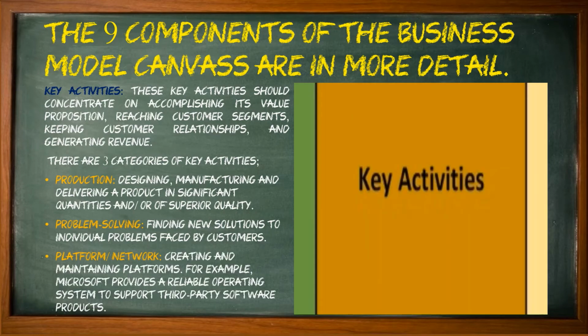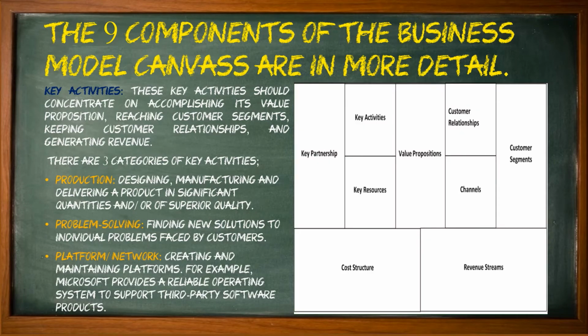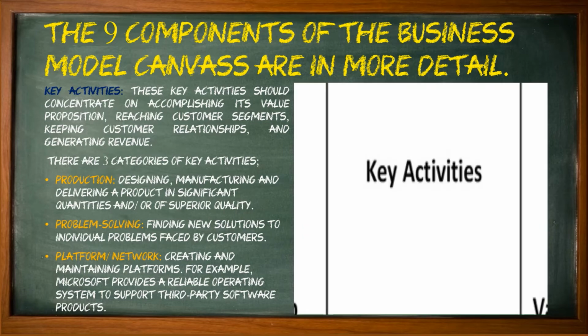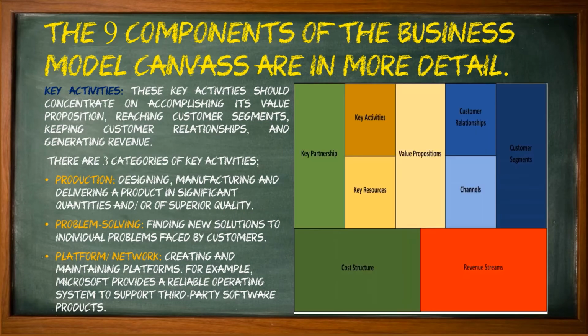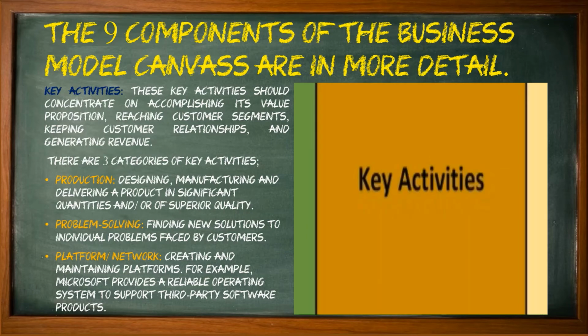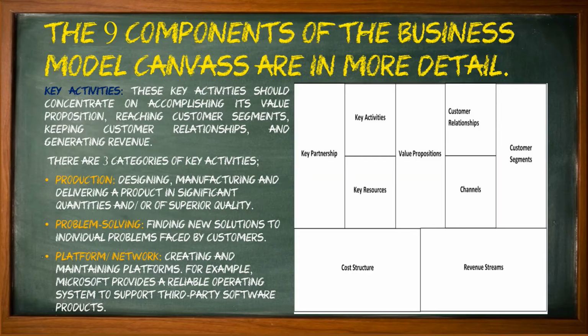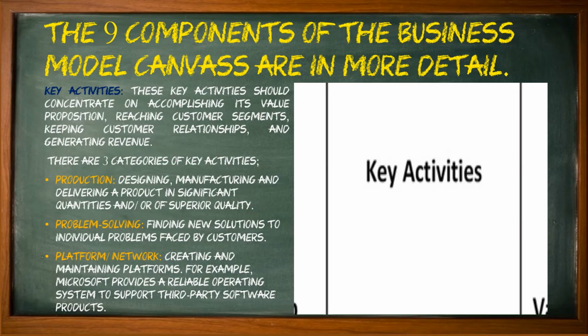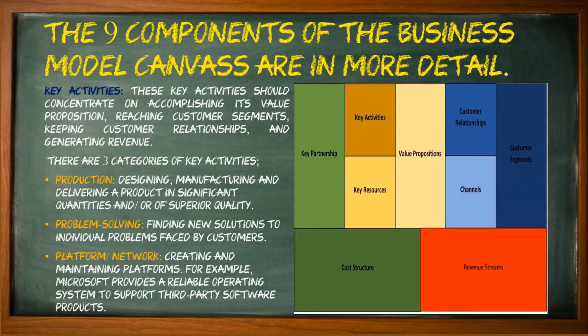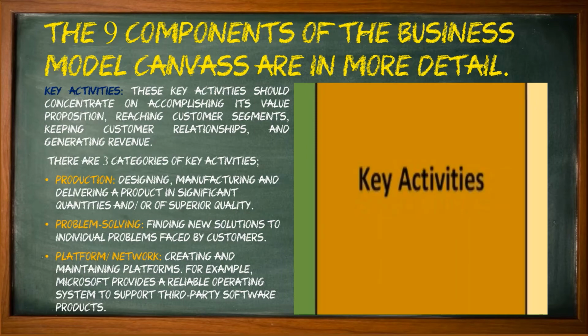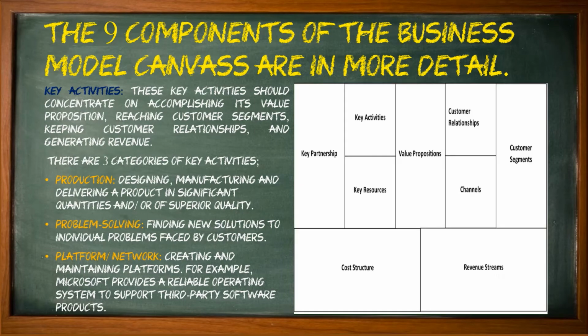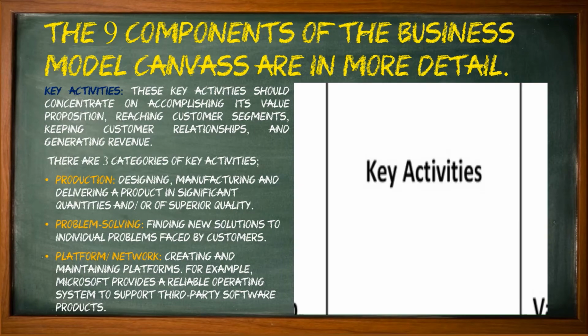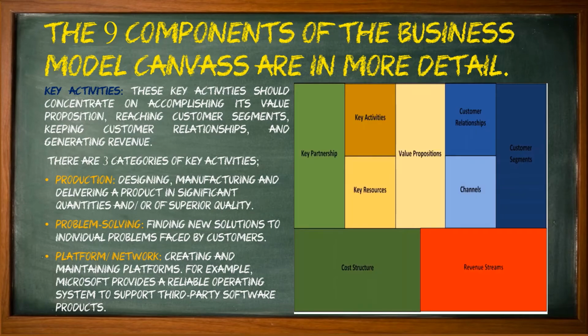Platform/network, creating and maintaining platforms. For example, Microsoft provides a reliable operating system to support third-party software products. The key activities of your business/product are the actions that your business undertakes to achieve the value proposition for your customers. Questions to ask: what activities does the business undertake in achieving the value proposition for the customer?